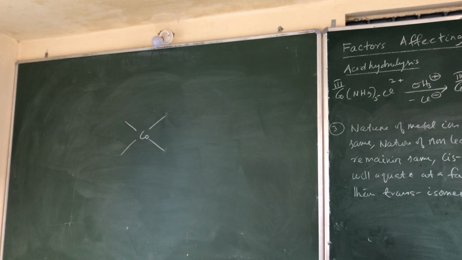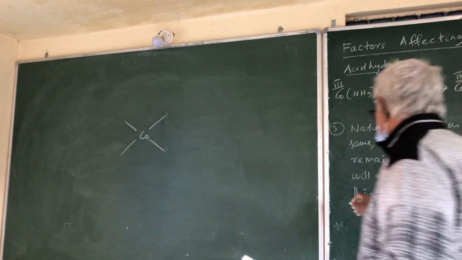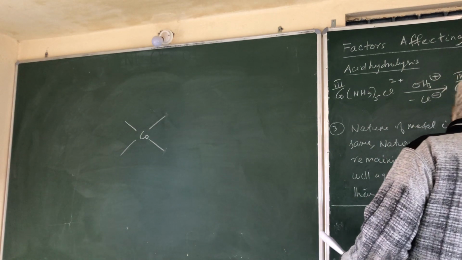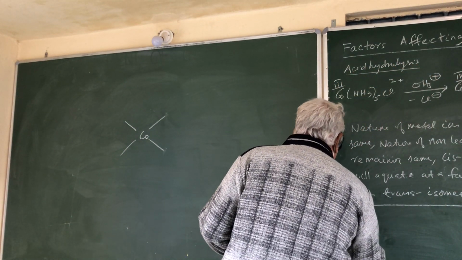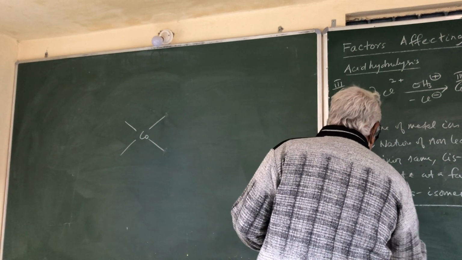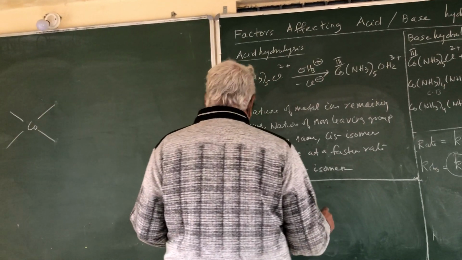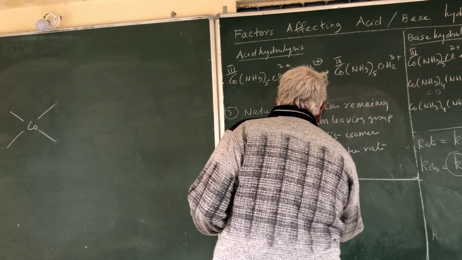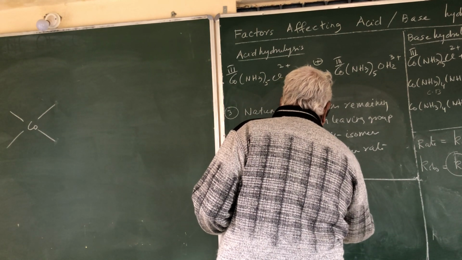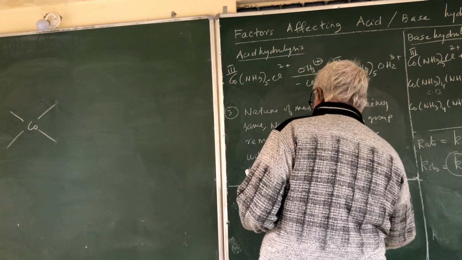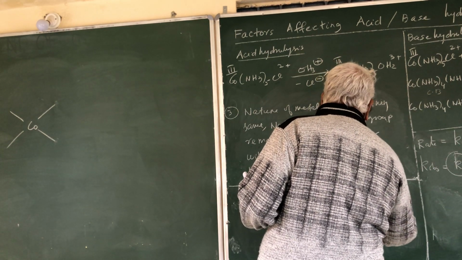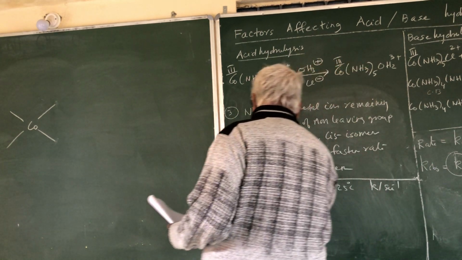Let us look at the table. Ion, pH 1, temperature 25 degrees Celsius, rate constant in second inverse.